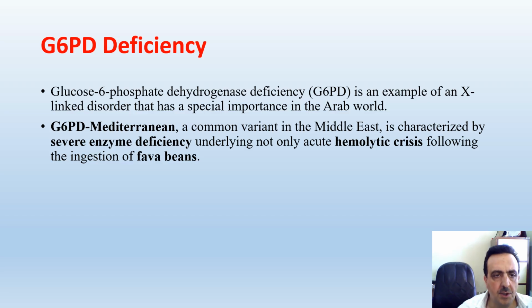G6PD deficiency, an abbreviation of glucose-6-phosphate dehydrogenase, is also an example of an X-linked hemolytic disease, and actually it's quite common in the Arab world. G6PD deficiency is the most common enzyme deficiency all over the world, with about 500 million patients. G6PD has variants of mutations, but the most severe one is G6PD Mediterranean, which is quite common here in the Middle East, and it causes hemolytic crisis, particularly after eating fava beans.